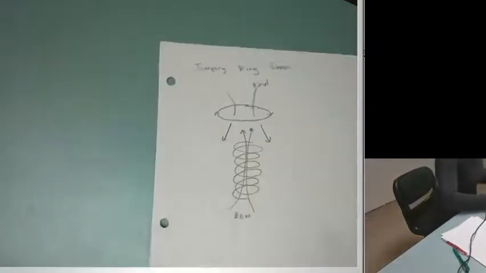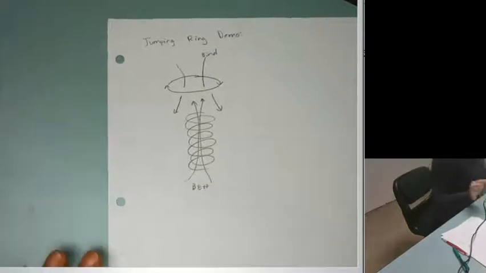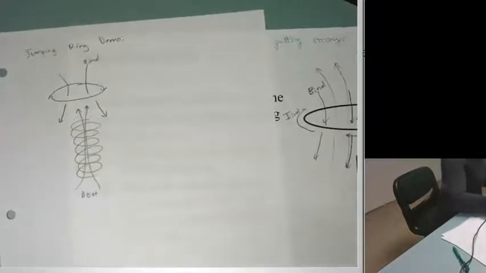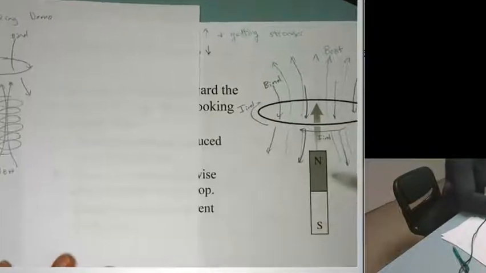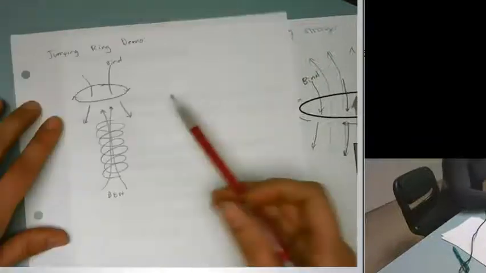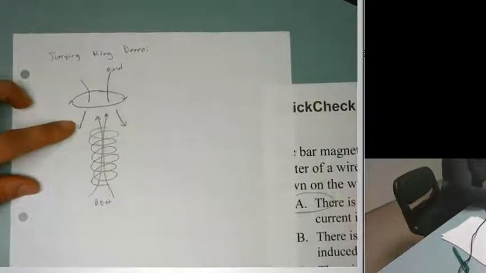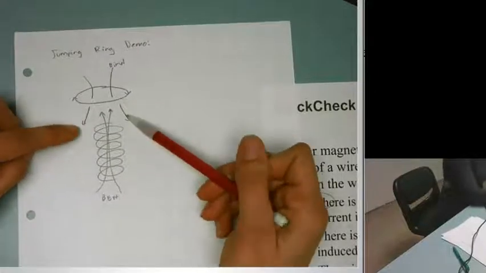Okay, and one thing, just to talk about this jumping ring a smidge more. Here's our jumping ring demo. So what has gone on is something akin to this. I had the north pole of a magnet making an external field that pointed up, and as this external field points up, it's going to induce a current like this. So we have these two opposing fields here.